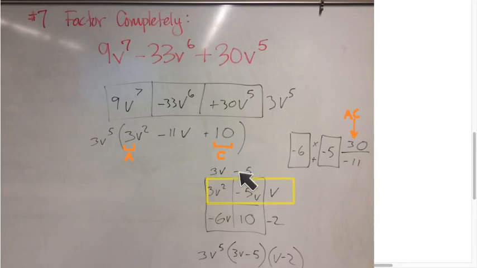Yep, 3v times v. Yep, minus 5 times v. Yep, 3v times minus 2. Yep, minus 5 times minus 2. Yep, 3v to the 5th times 3v squared. Yep, 3v to the 5th times minus 11v. Yes, 3v to the 5th times 10. Yep. So this must be the correct answer.